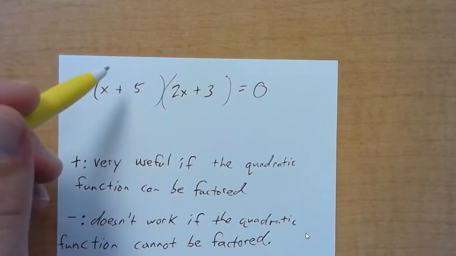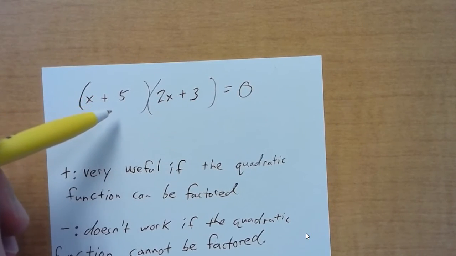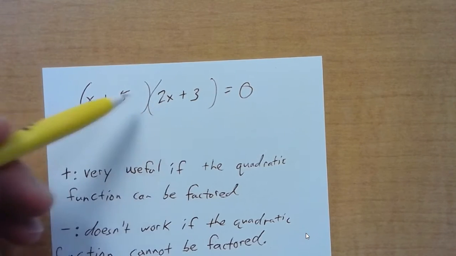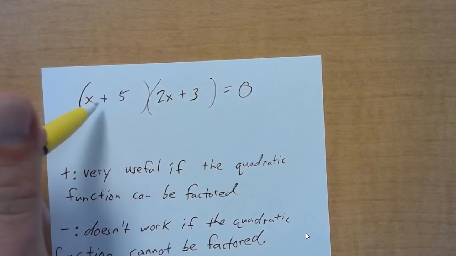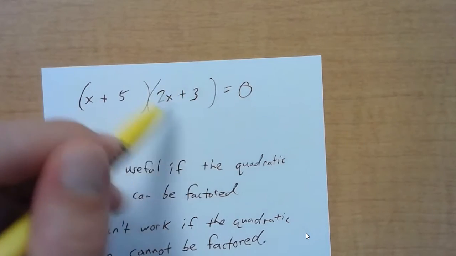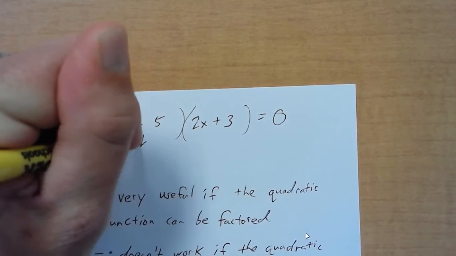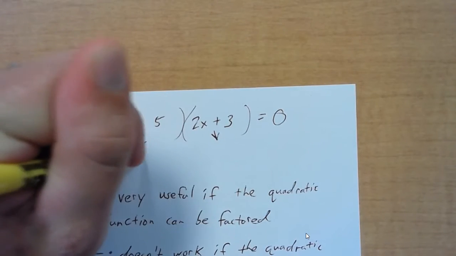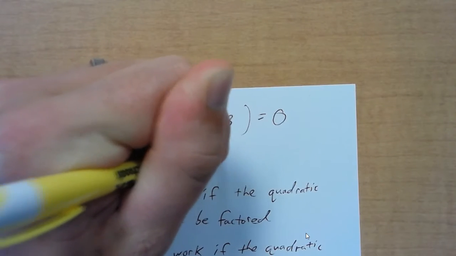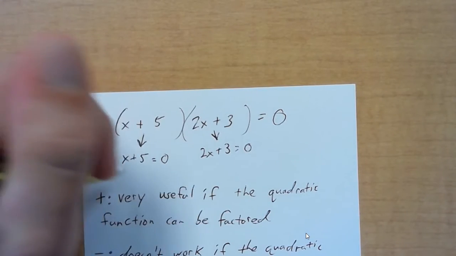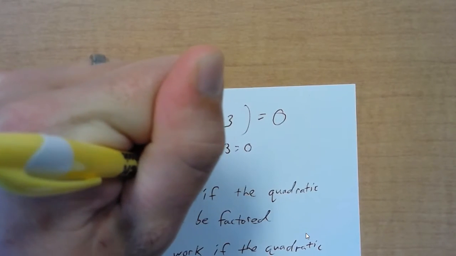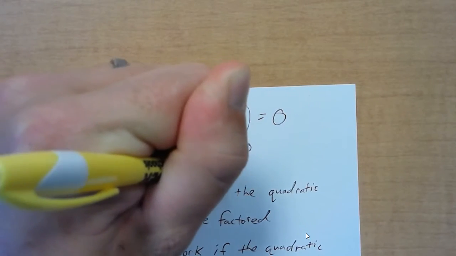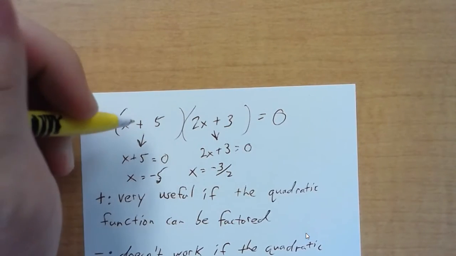That just has to do with the zero property of multiplication. Basically, if we want to multiply and make a product that is 0, one of those factors must be 0 in order for that to happen. So either x plus 5 is 0 or 2x plus 3 is 0. Either situation works. You're just setting up two mini equations and doing the algebra to get x by itself. So in this case, x is -5 and x is -3/2.